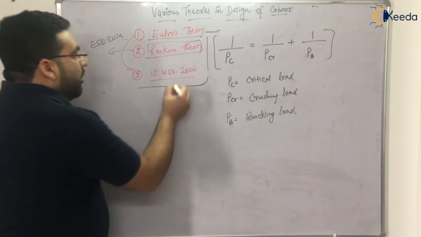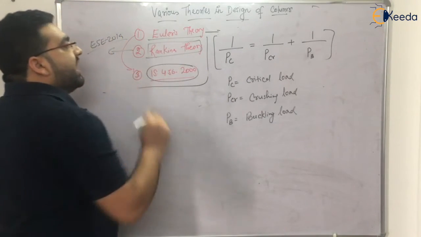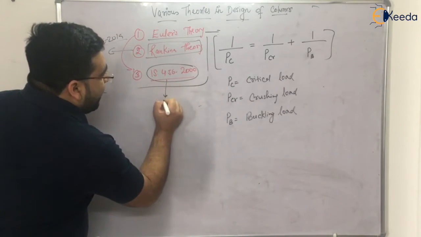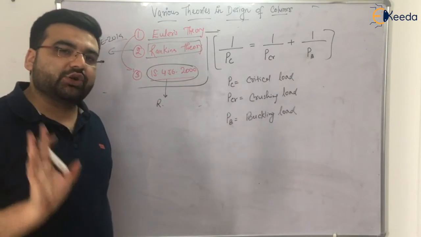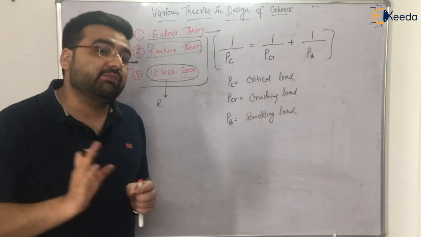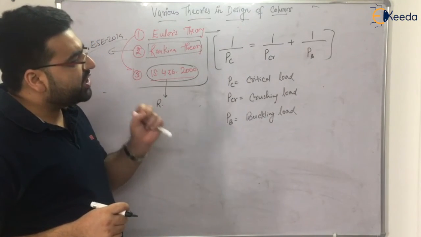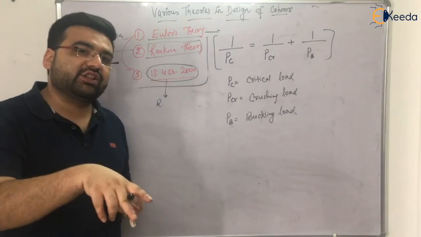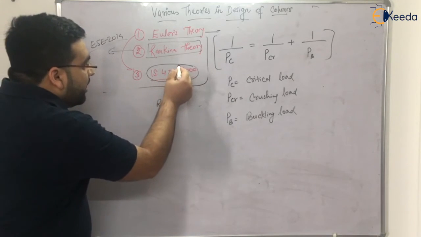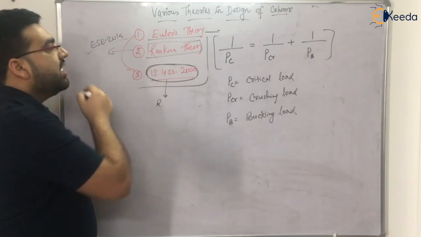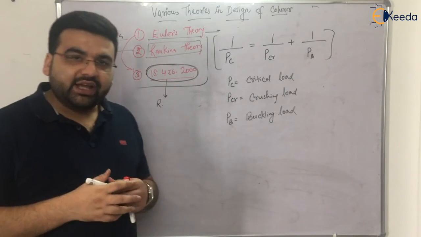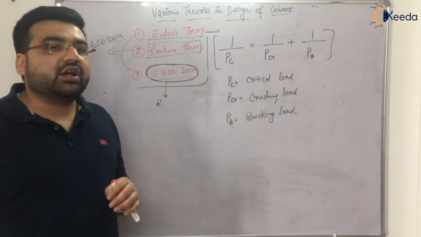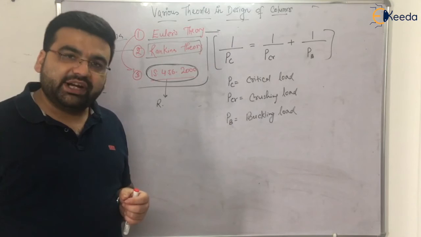Clear? Now, we will be designing the columns as per the IS 456 recommendations. I have already told you the recommended values given by IS 456. Those values are very, very important, because directly or indirectly questions are asked many times in examinations from the recommended values of L effective, the effective length of the column. Clear? Now we will design columns based on the IS 456 recommendations. I hope you have understood this topic. Now let's move to the next topic and design a column as per the IS 456 recommendations.